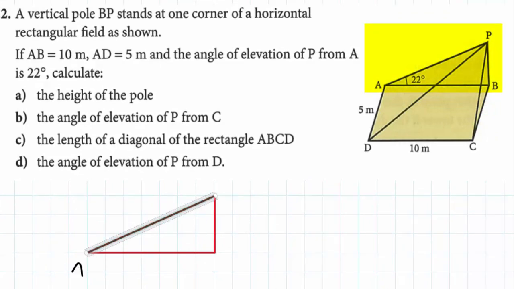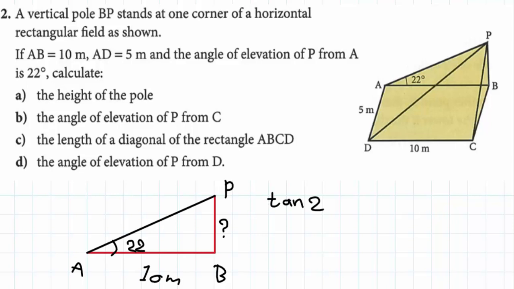So here is A, here is B, and here P. This angle is 22 degrees as it's given in the diagram. This length AB is 10 meters. We are going to find this. Now, according to this angle, this side BP is opposite and the 10 meters is adjacent. Which trigonometric ratio covers opposite and adjacent? Definitely tan. Tan of 22 is equal to opposite over adjacent.